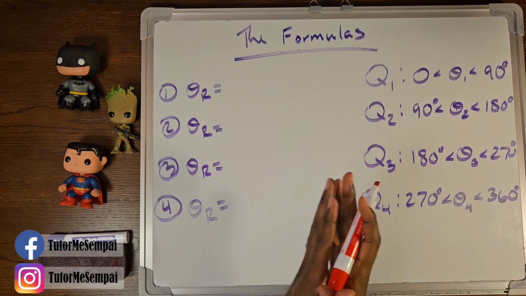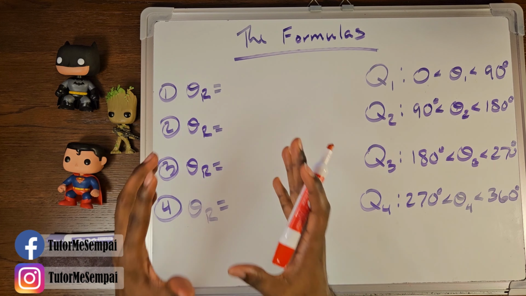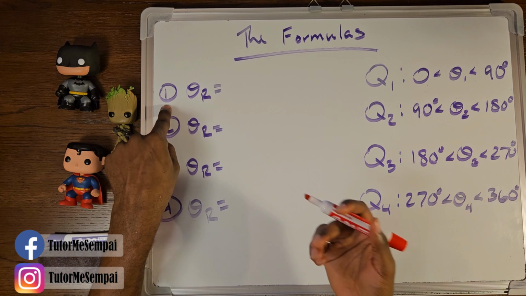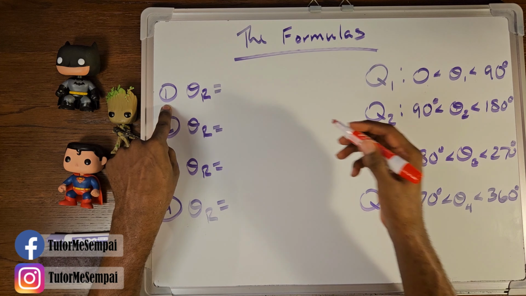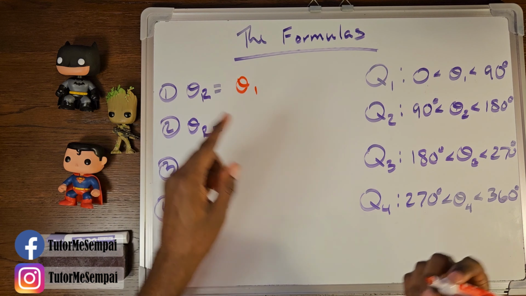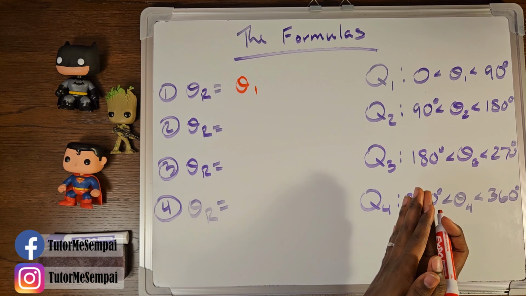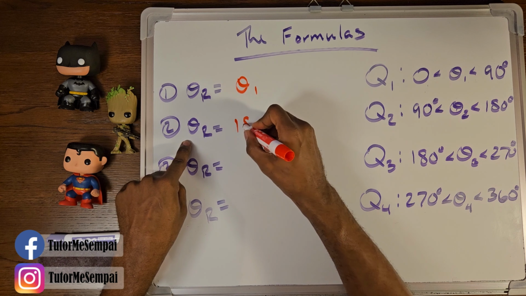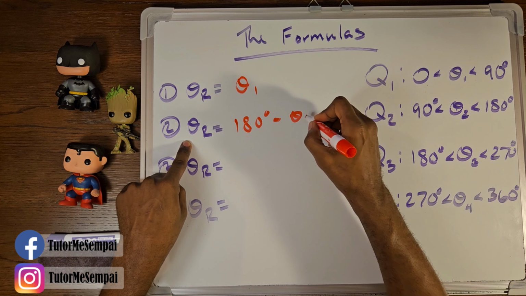So when we look at our breakdown for our quadrants, we can have some very nice formulas to figure out our reference angle. If our theta is in quadrant 1, we know that this is just going to be our theta. If you're in quadrant 1, your reference angle is going to be the same as the angle. If you're in quadrant 2, this reference angle is going to be 180 degrees minus your theta 2.